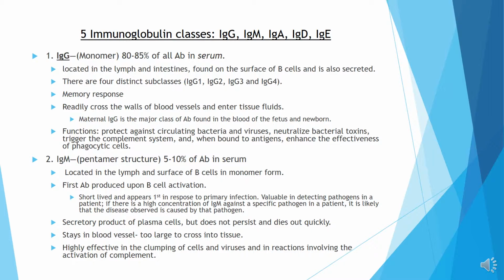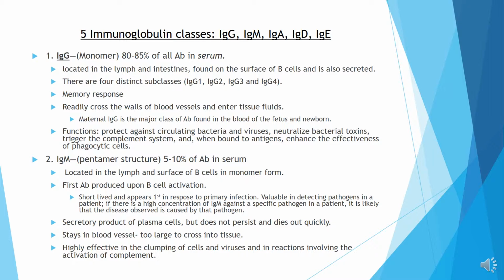IgMs have a pentamer structure, which means there are 5 monomers held together by a polypeptide called a J, or joining chain. IgMs make up about 5 to 10% of the antibodies in serum and are located in the lymph and on the surface of B cells in a monomer form. The IgM antibodies are the first antibodies produced upon B cell activation. IgM is relatively short-lived and appears as the first response to primary infection.